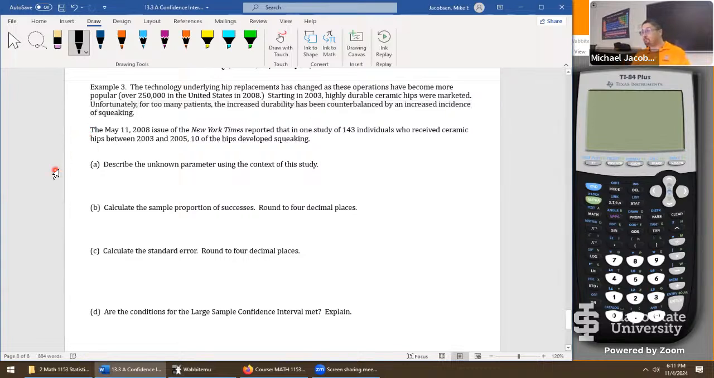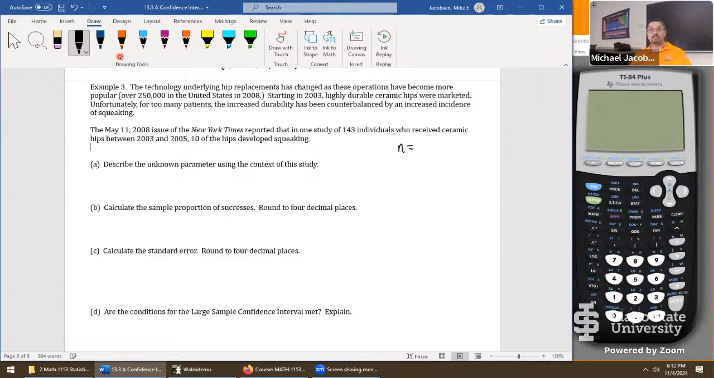It says in May 11th of 2008, in the New York Times, they reported that in one study, 143 individuals received ceramic hips between 2003 and 2005, and 10 of the hips developed squeaking. So these are 10 individuals where we don't even know what to do with them. This is a brand new problem. Let's say what we know so far, though.